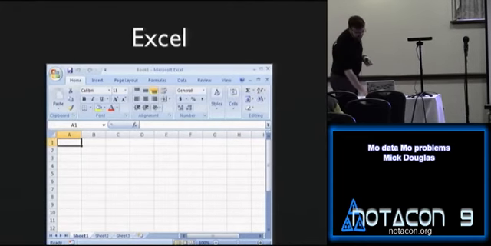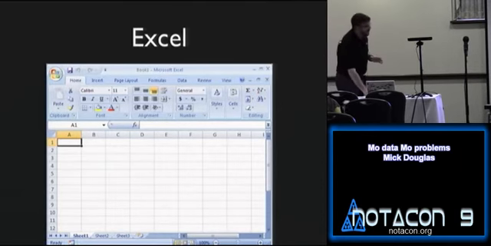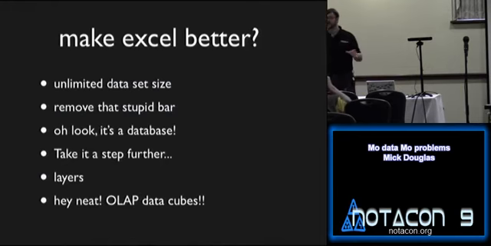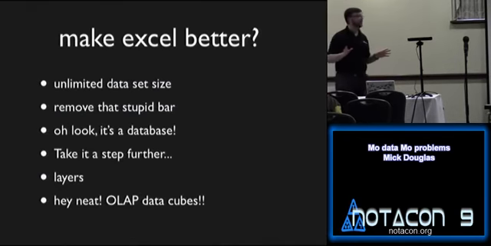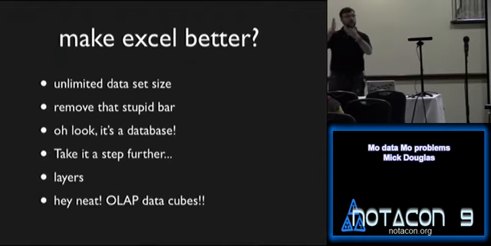Now, there are some things, though, if you just visualize the Excel workbook. What if we gave it truly unlimited data size? Just truly remove that barrier. And if we remove the bars and the ribbons and all that, hey, it's a database all of a sudden. That's pretty neat. But what if we took it one step further, and instead of each worksheet, we stacked worksheets on top of each other? Instead of being a table, you're going to have something that looks a little bit like a cube.